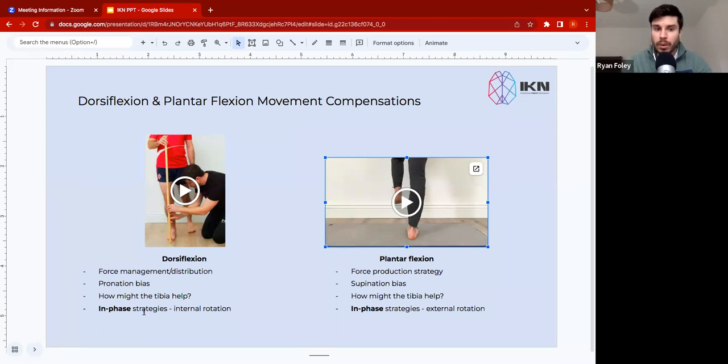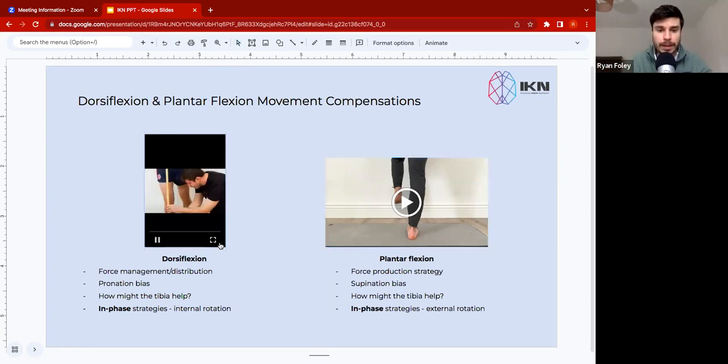Similar kind of scenario in the foot and the ankle. So we're looking at the general interaction between the tibia and the foot segment. We can look deeper into the within-foot variability between the rear foot, midfoot, and forefoot. But when we're measuring ankle dorsiflexion and ankle plantar flexion, generally we're looking at the tibial and the foot interaction.